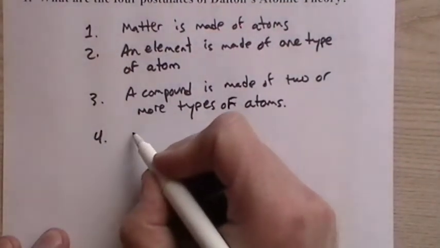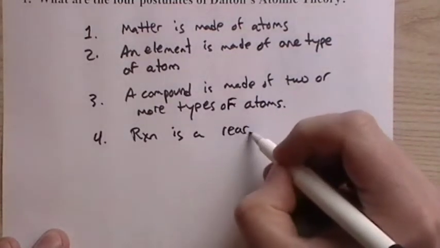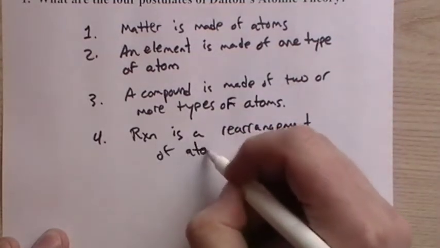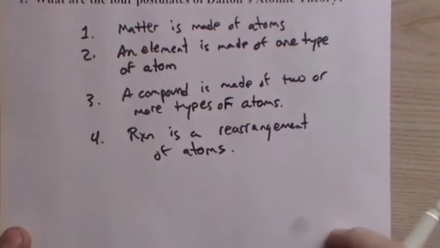And then a chemical reaction is a rearrangement of atoms. We don't create them or destroy them. We just rearrange them during a chemical reaction. So those are the basic ideas.